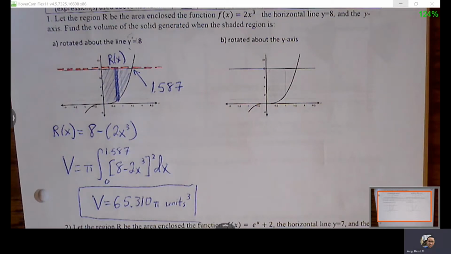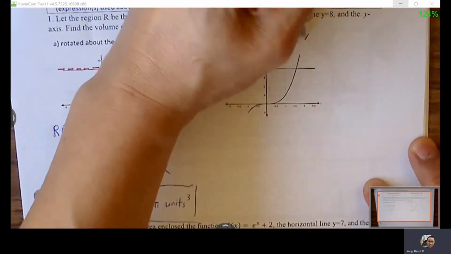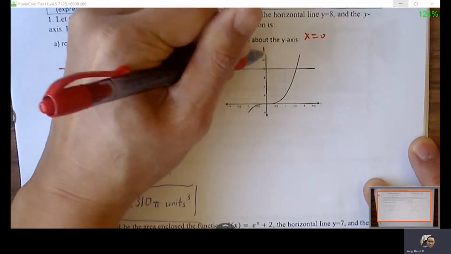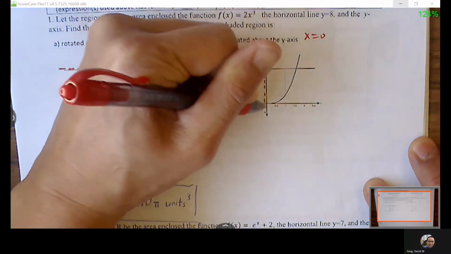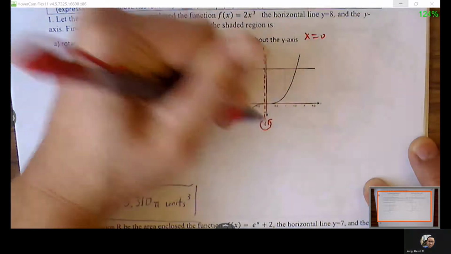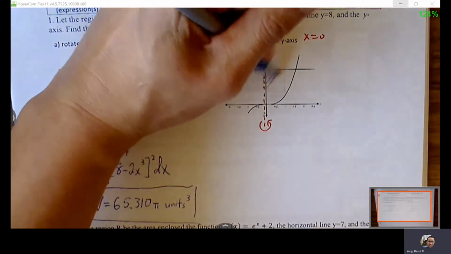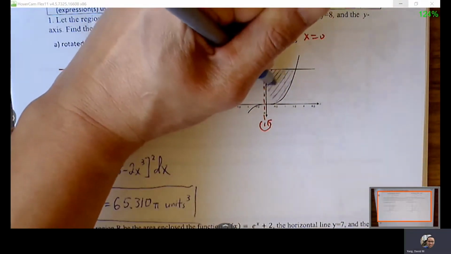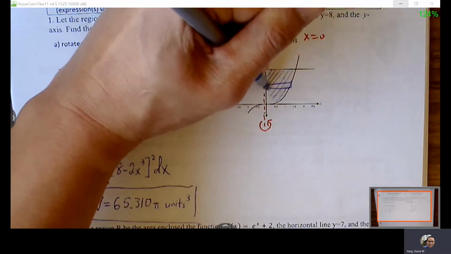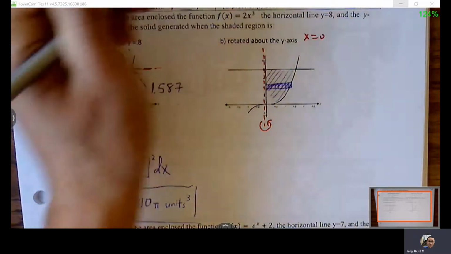Okay, let's try part B as well. What's different about part B? It's a vertical line, right? Rotated about the y-axis, that's x equals 0. So a vertical line tells you that the radius is going to be which direction? Horizontal, right? So as soon as you see a horizontal radius, you have to understand that your equation needs to be adjusted. Okay, they're not going to be in the correct form that you want it to be in.